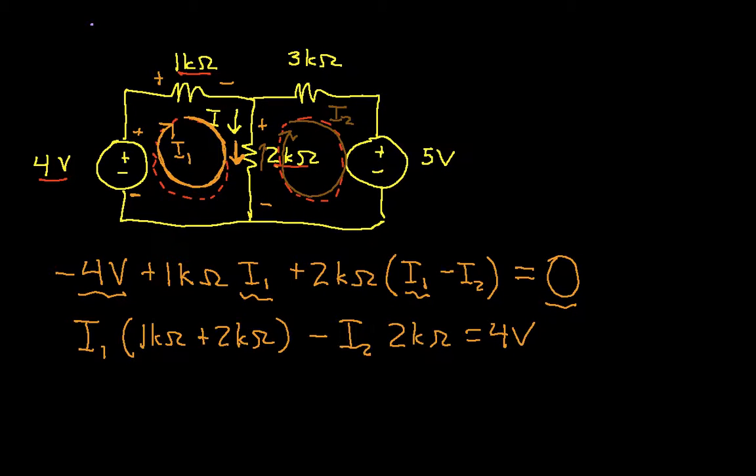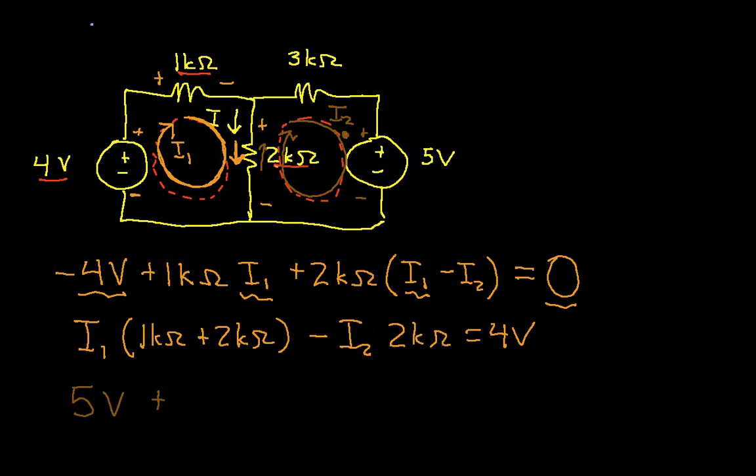Okay, so that gives us one equation and two unknowns in I1 and I2. Let's do the same thing and apply KVL, Kirchhoff's voltage law, around the second mesh. We'll start here at the 5 volt source, and we're going from plus to minus as we go through the 5 volt source. So that's 5 volts.